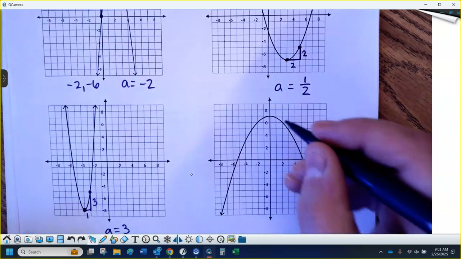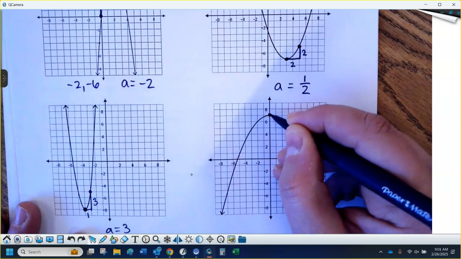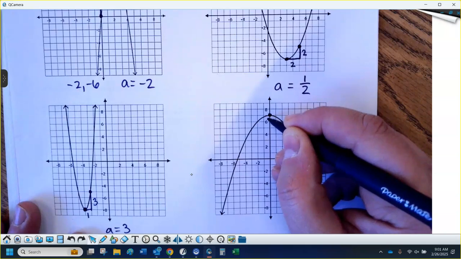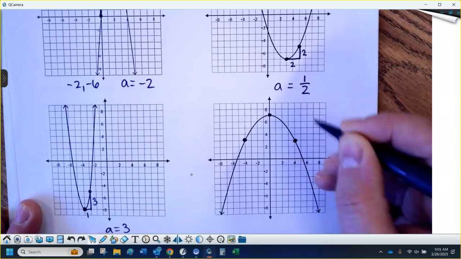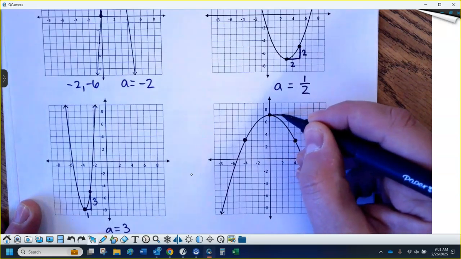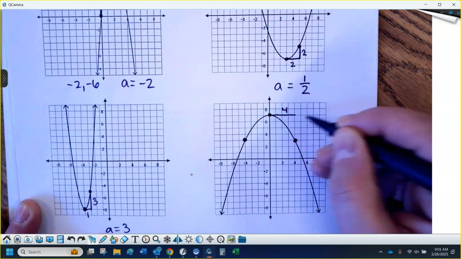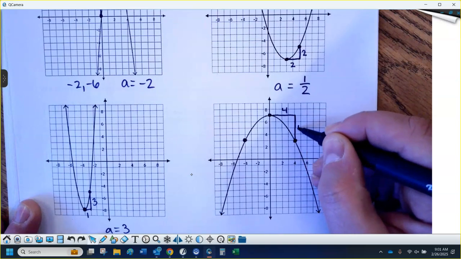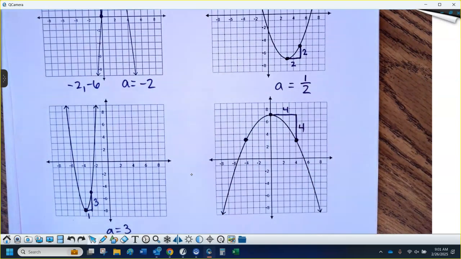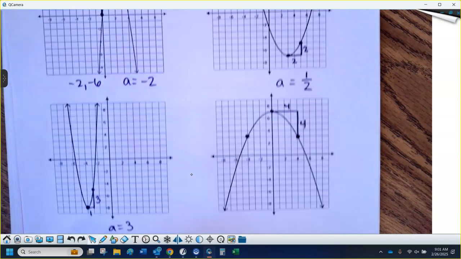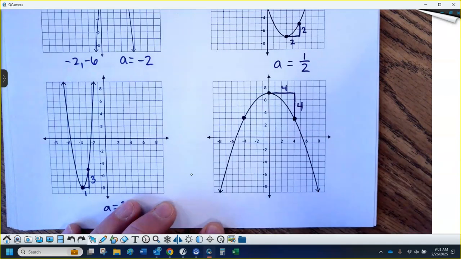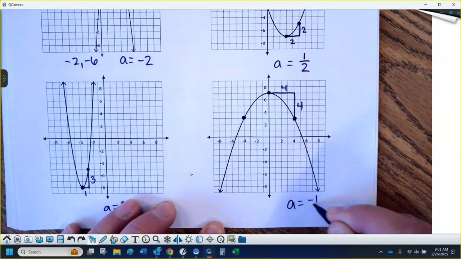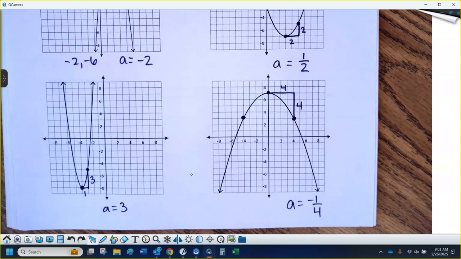This last one is pretty tricky. To get to another nice point here, I am going over 4 and down 4. If those two numbers are the same, that is going to give you the number on the bottom of a fraction. And I need to know it flips upside down, so this would be -1/4 as my A value.